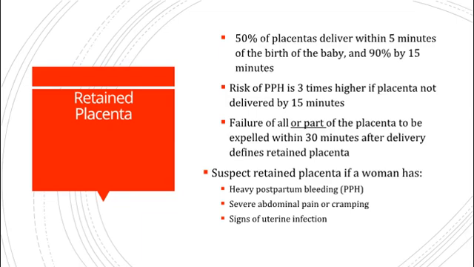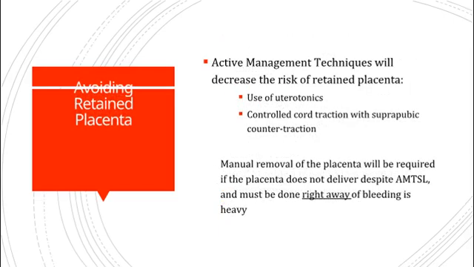Signs of placenta retention include heavy vaginal bleeding, abdominal pain or cramping postpartum, or signs of infection. The placenta is less likely to be retained if a uterotonic, such as oxytocin, is given routinely after delivery of the infant, and if controlled cord traction is used to assist delivery of the placenta. If the placenta does not deliver despite this, medical and surgical interventions may be required. Manual removal of the placenta may be necessary if spontaneous expulsion does not occur, and must be done right away if bleeding is heavy. Over the next few slides, we will discuss these management steps in detail.